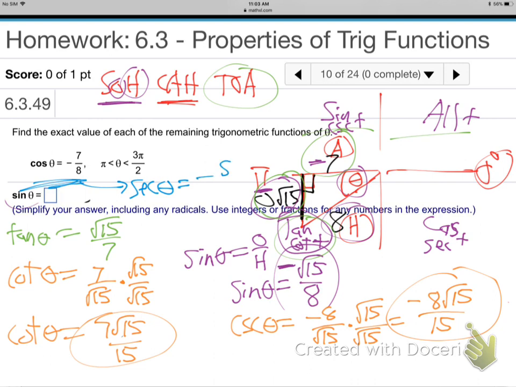So just flip him, put the 8 on the top, 7 on the bottom. There we go. Got all 6 trig functions. Luis, I don't know if it's a 30, 60, 90 or a 45, 45 time. Yeah, we don't.